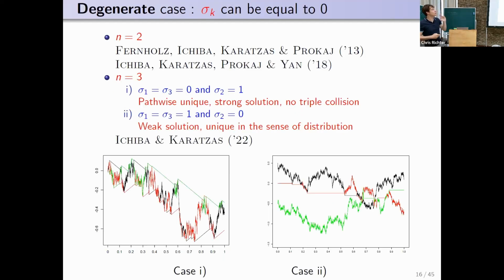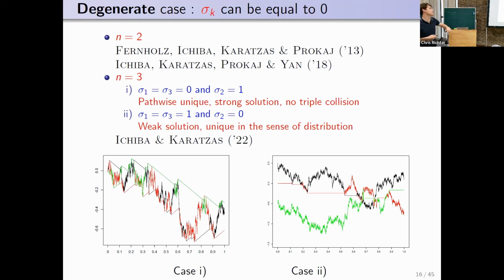And now I'm going to focus on the degenerate case, which means that one or more of the sigma k are equal to 0. So there are some works with 2 particles. And recently, 2 years ago, Ioannis and Tomoyuki made a work for 3 particles. And they studied 2 cases. First case is when the 2 extremal particles are ballistic, which means sigma k are equal to 0, and the other case is where it's the middle particle where sigma k is equal to 0.